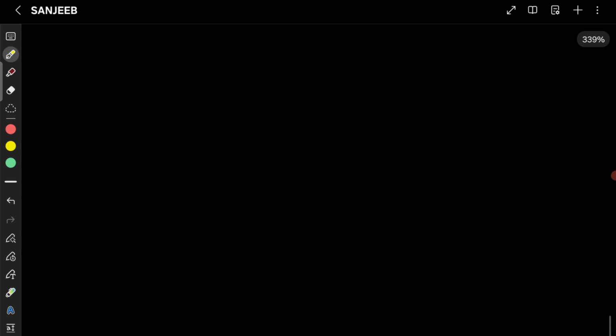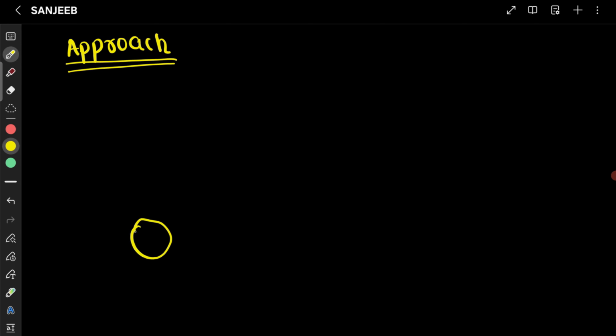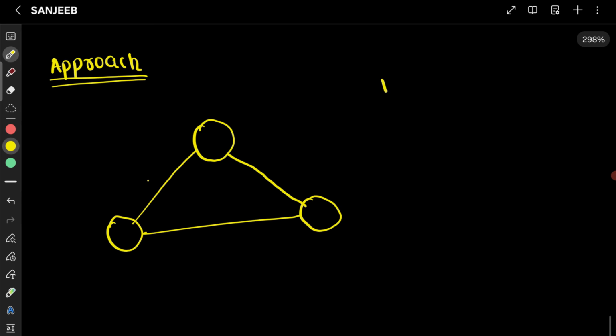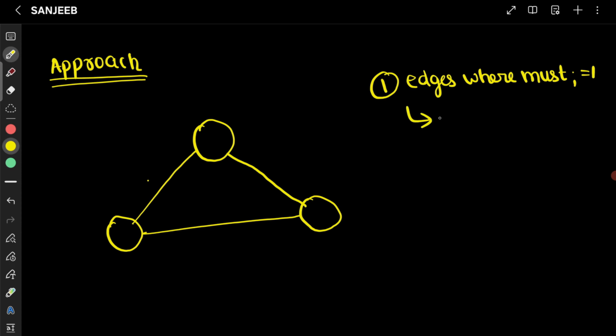So let's deep dive into how my thinking will be for this problem, and start with our approach. The first thing, if you note from the problem, is that for those edges where must[i] is 1, we have to take this edge. There's no exception. Take it, it's compulsory.